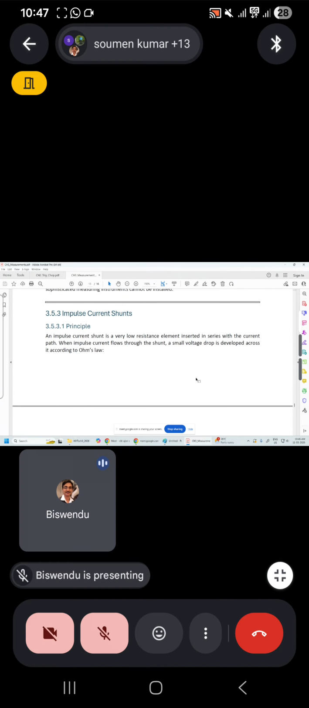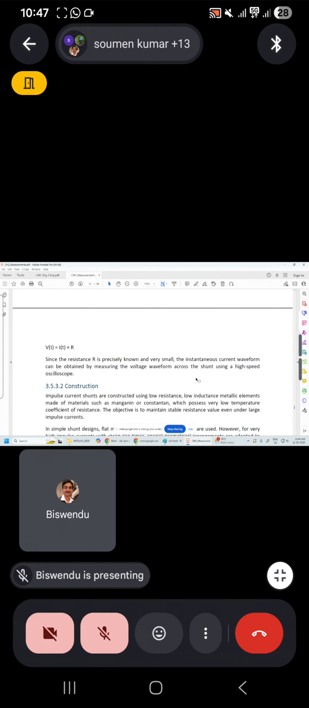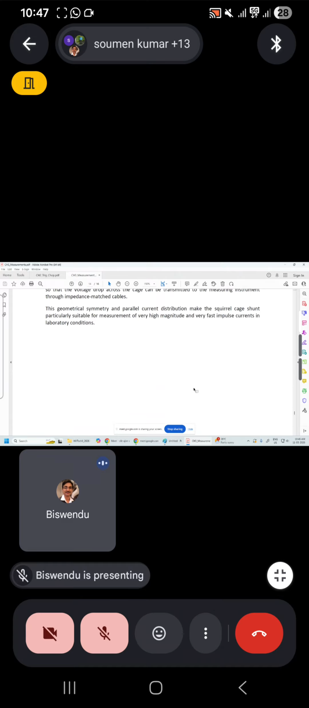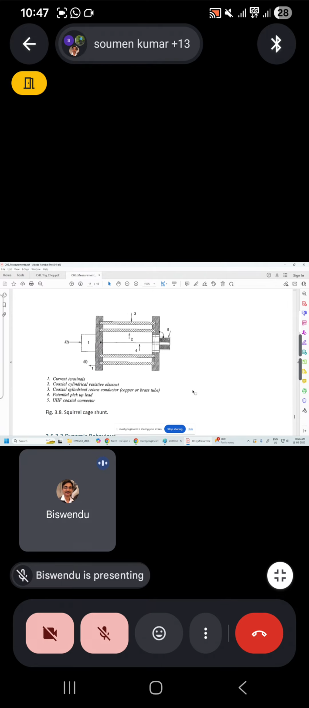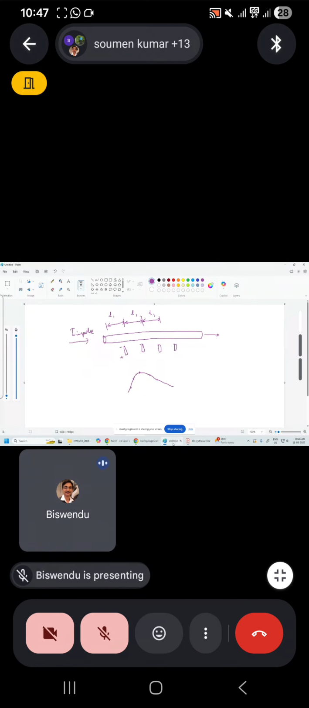And this is the impulse current shunt, because how to measure this very high current without inductance? I will show you. See, this is the construction. This is called squirrel cage shunt. Because of squirrel cage induction motor you have learned, I will show you how it is done. There are two sets of conductors arranged in squirrel cage.